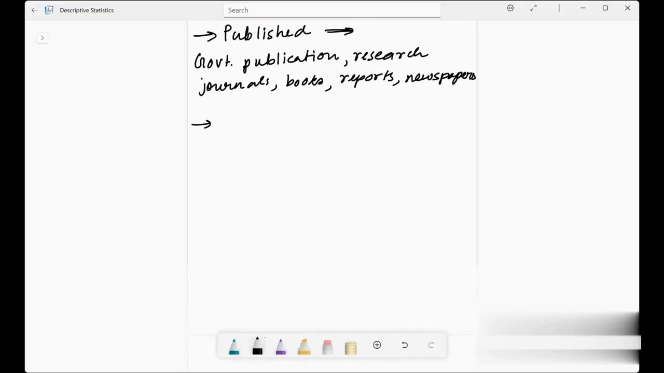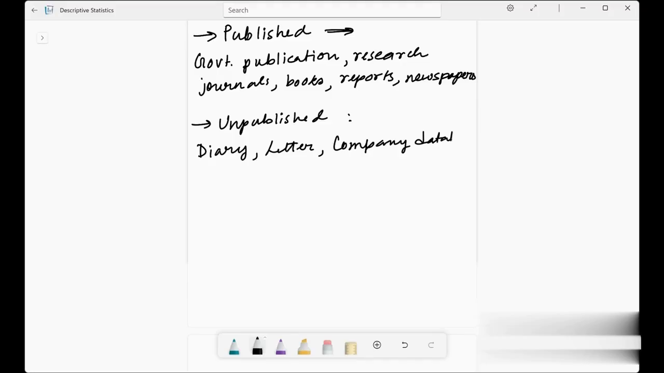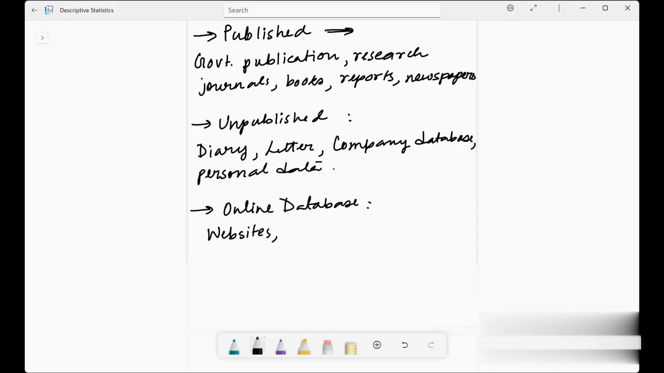So the next is unpublished source. For unpublished source, what can be the examples? Diary, letter, company database. They do not publish the company database, right? So yeah, company database. And then what? Personal data. And the third one is online database. What can be the examples for it? Websites, digital archives. Okay. So yeah, this is all for today's class.